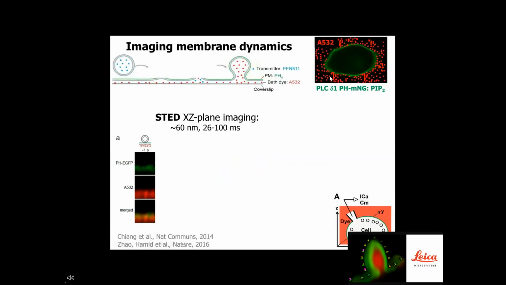So in the experiment, we also add ATTO 532 or Alexa 647 in the bath solution. And we then do the XZ plane scanning. So now you see a stretch of the green membrane sitting on top of the solution, ATTO 532. And then underneath the ATTO 532 is the coverslip that you don't see. After the fusion, we will see that the red dye will diffuse in, and the green dye will also diffuse into the vesicle to label the vesicle.